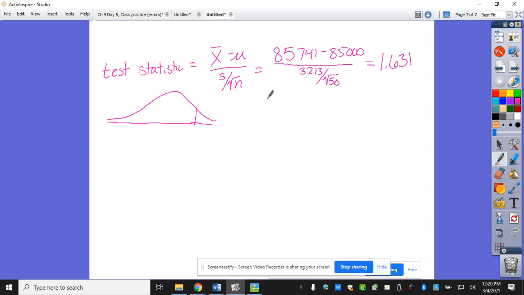So draw and shade. This is a positive number, so it's over here. I shade to the right. Why? Because of the alternative being greater than. You end up getting a p-value of 0.0547 or close to that, depending on how much you rounded here. So our p-value, I'm going to come back to that.